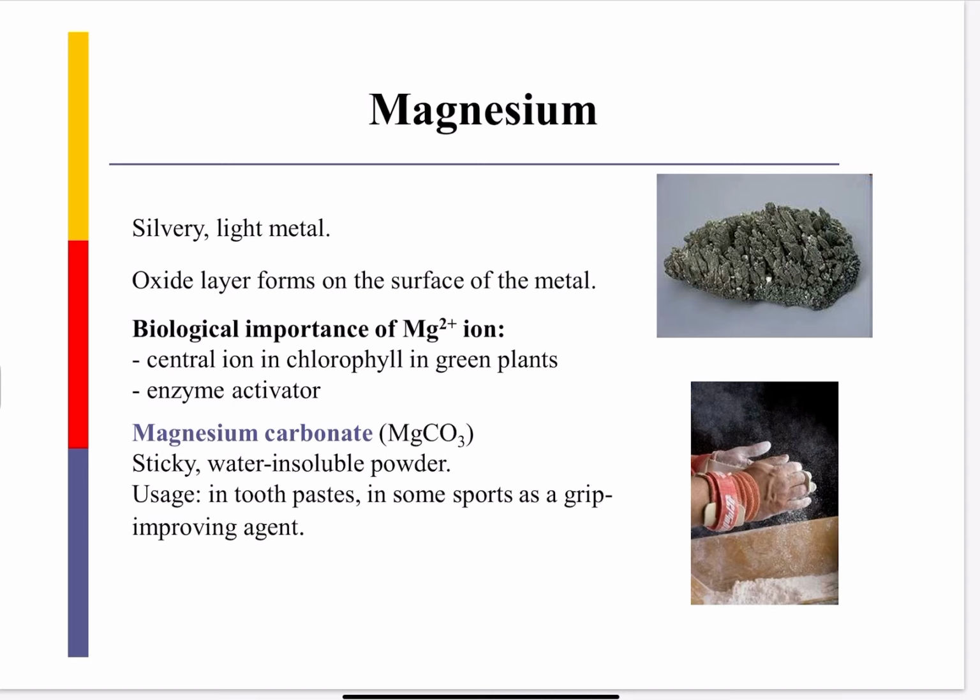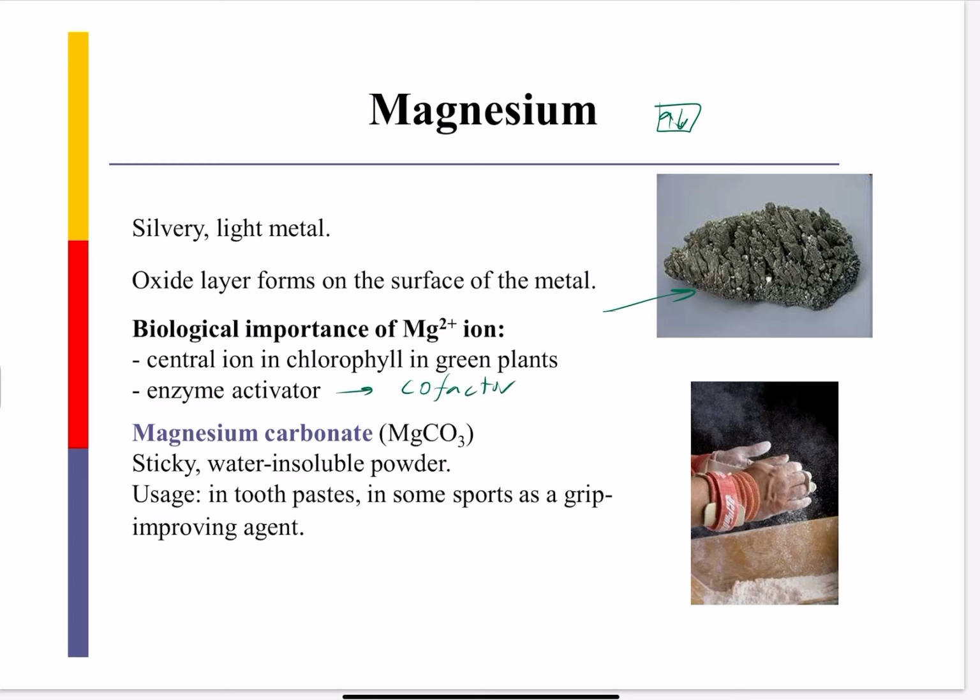The first element is magnesium. The last electron layer has s2, the s orbital is full. It is a silvery light metal. An oxide layer forms on the surface of the metal usually, as you see here. The biological importance is very important because it is the central ion in chlorophyll in green plants, which carries out photosynthesis. It is also an enzyme activator, we say cofactor.